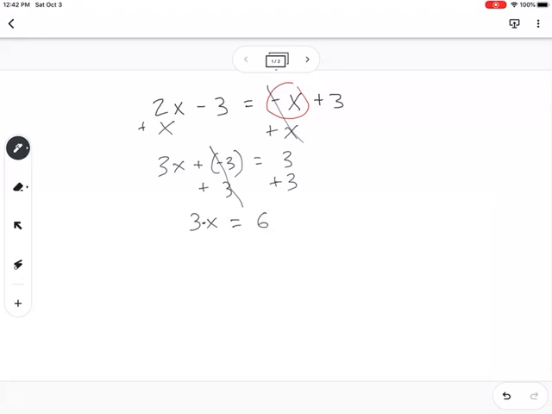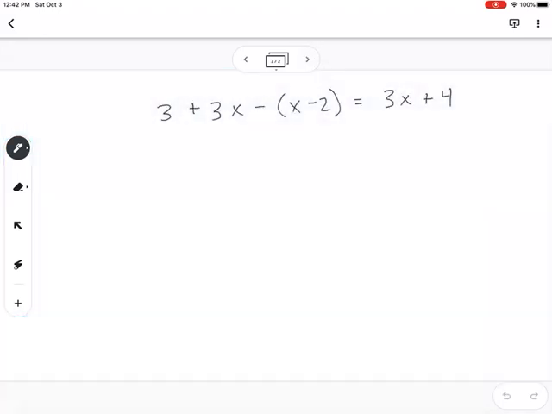The final step is undoing the multiplication. So the inverse of times 3 is divide by 3. Do that to both sides. The 3's cancel. You're left with x equals 6 divided by 3, which is 2. All right, so that's what it looks like when both sides are already simplified.